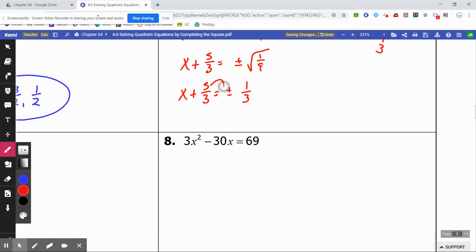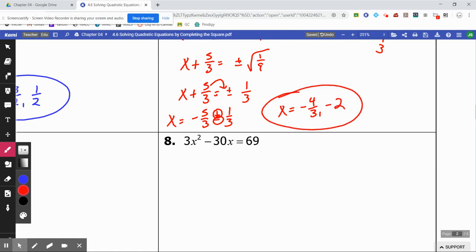Now it's much simpler. Let's move our 5/3 over. So you have x equals negative 5/3 plus and minus 1/3. So x equals negative 5/3 plus 1/3, which is negative 4/3. Negative 5/3 minus 1/3 would be negative 6/3. 6 divided by 3, that is 2. So there's your 2 answers.